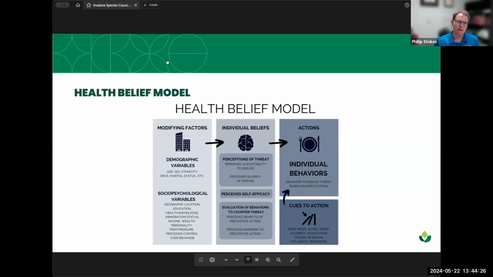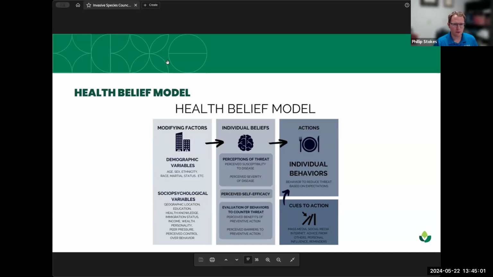I find this when we think about the invasive species curve, which you're all very familiar with, I know, more familiar than me. Thinking about prevention being the best strategy for reducing harm, I think that is very translatable with health. And so this health belief model basically says that if people don't think something is a problem, they're not going to do anything about it.